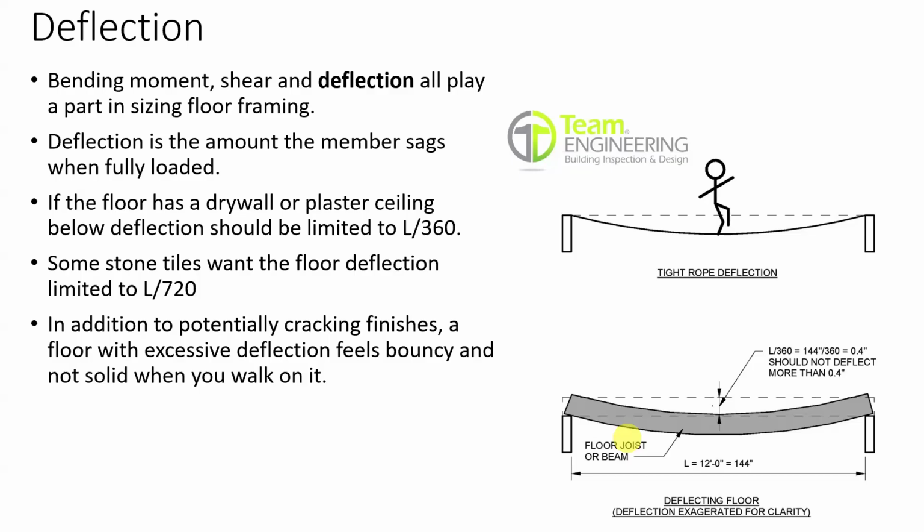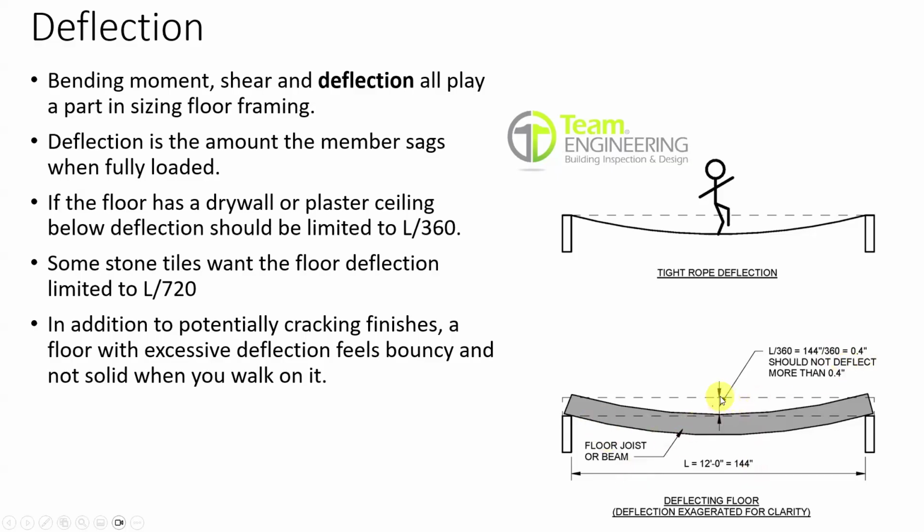So typically on a drywall or a plaster ceiling in a house, plaster is more prone to cracking than drywall is, but they try to limit the deflection to L/360. So what you do is you take the length in inches of the beam, or the floor joist. If this is 12 feet long, that's 144 inches. If we want to limit it to L/360, we take the length, which is L, 144 inches, and divide it by 360. That means the maximum deflection would be 0.4 inches.